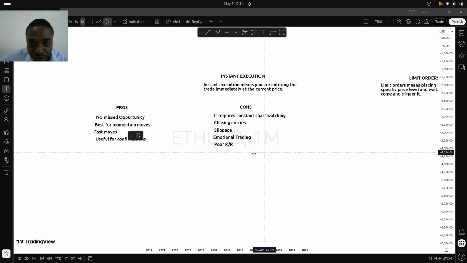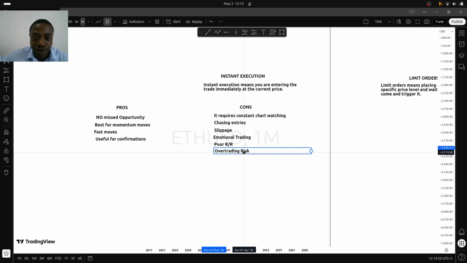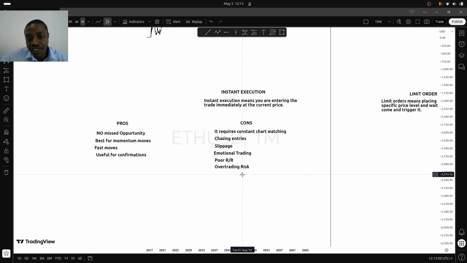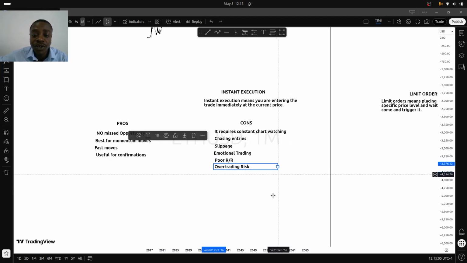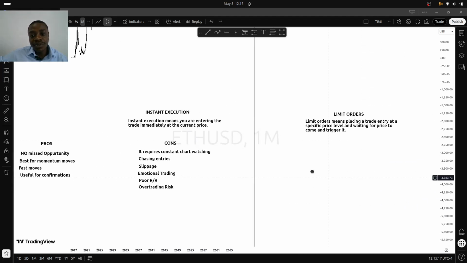And then the last one is over trading risk. If you use instant execution most of the time, you are most likely going to overtrade, if you've not built your trading psychology to a point where, if you don't see what you're looking for, you don't trade. If that doesn't happen, you will have more risk of over trading, right? So let's jump into limit orders.